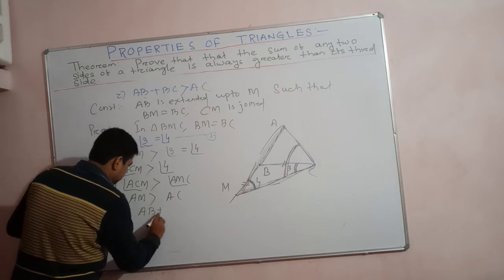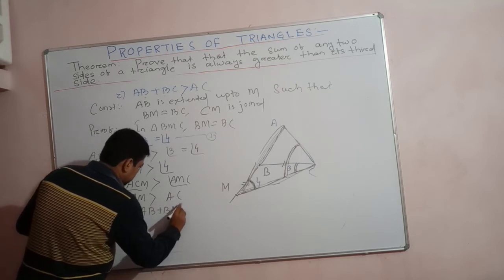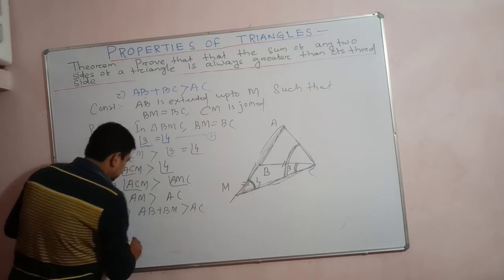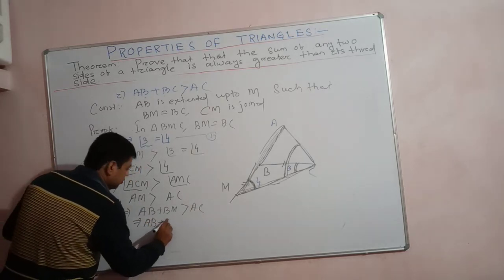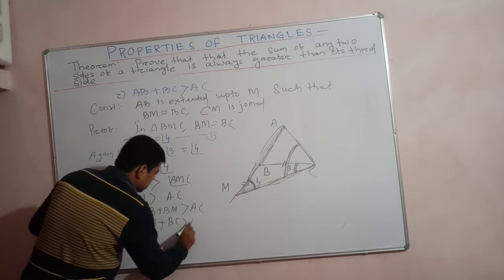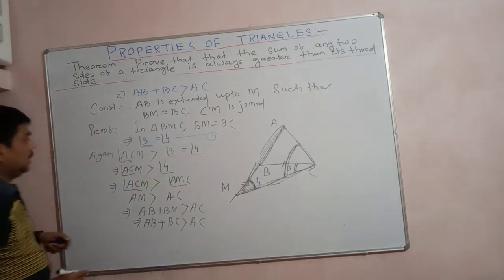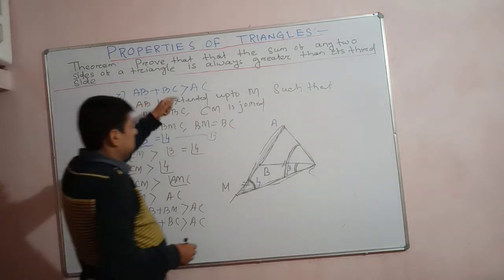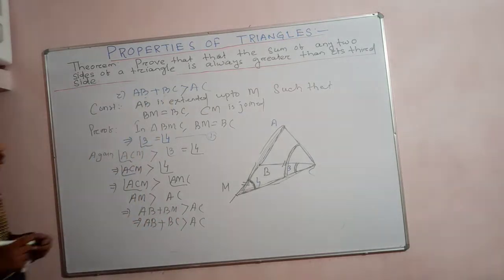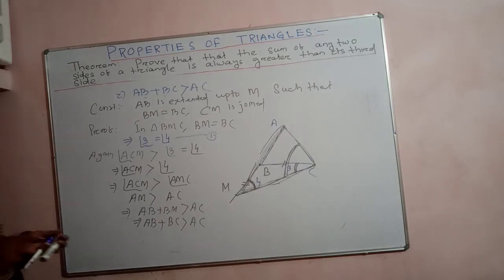AB plus BM is greater than what? SC. Understand? So that implies AB plus BM means what? BC greater than SC. Is it clear? So AB plus BC is greater than AC. We proved it. Okay. Understand?